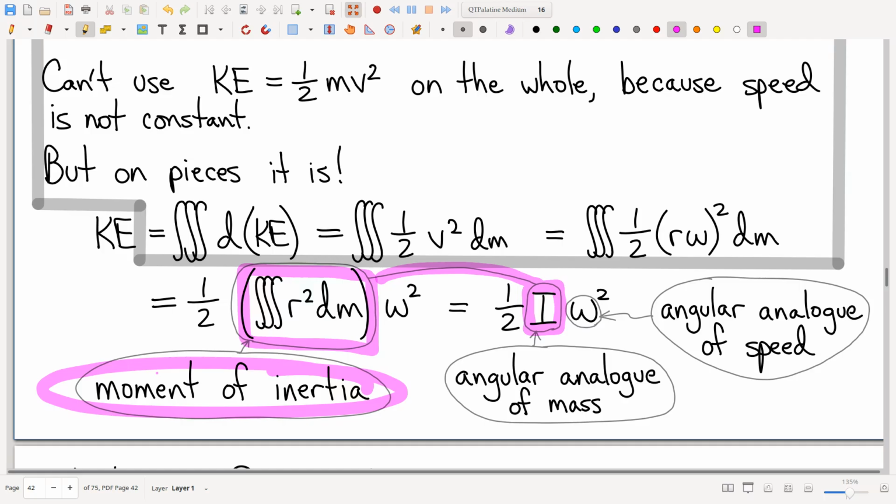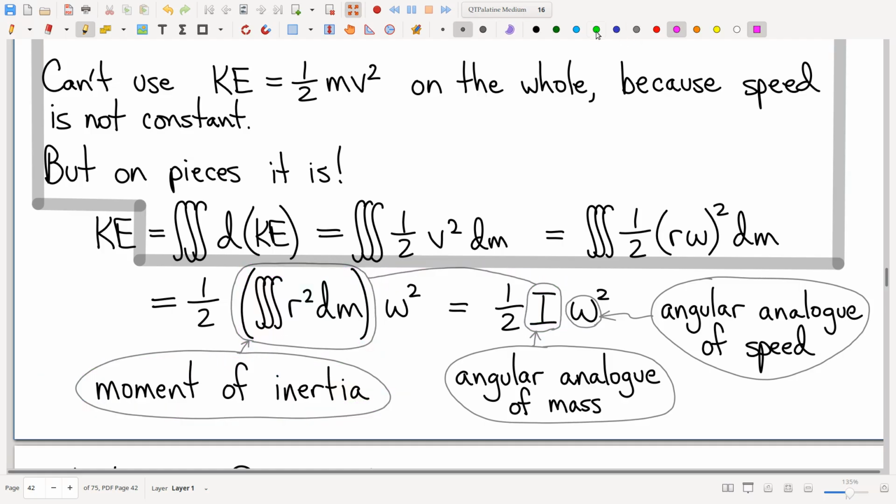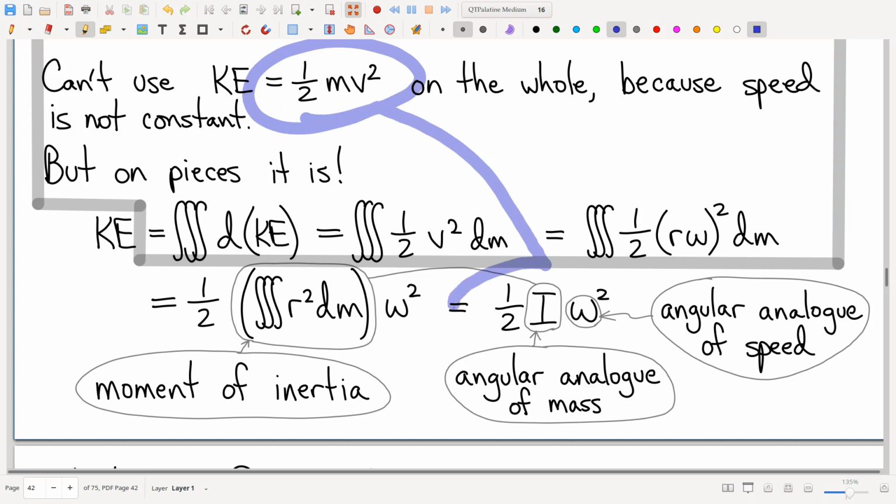And when you write it like that, and then you compare our old formula for kinetic energy to our new formula for kinetic energy, you see they're pretty analogous. Structurally, they're kind of the same. 1/2 something times something squared. And furthermore, check out how analogous these things are.